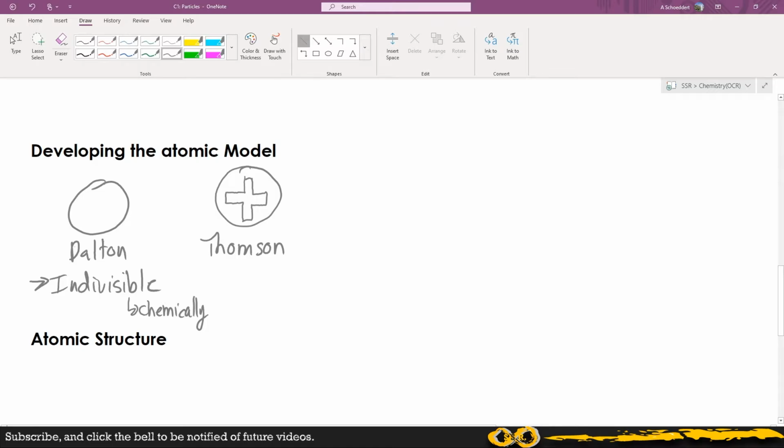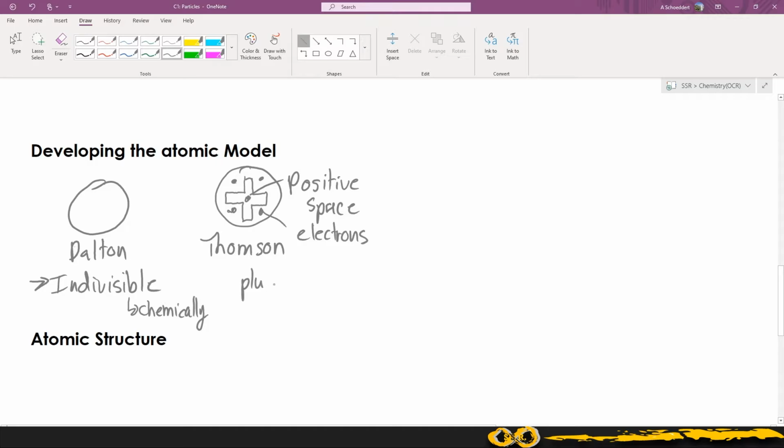And so Thomson's model created this positive sphere, and he put in the center or around this positive sphere these negative electrons that he had discovered. But overall, the atom was neutrally charged. This is often referred to as the plum pudding, or the chocolate chip model, the idea being that the chips or the bits of the pudding are embedded within the positive sphere.